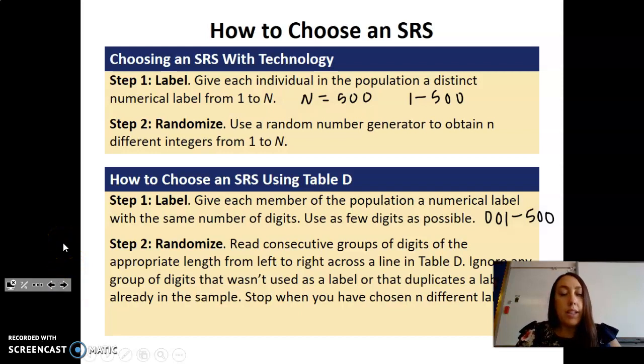Then we'll read consecutive groups of digits from the table. I'm going to show you the table right now and show you how it works.